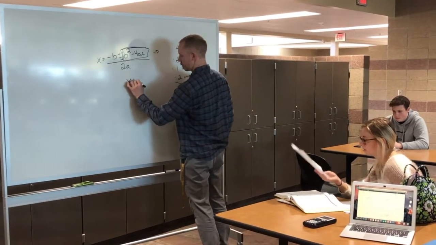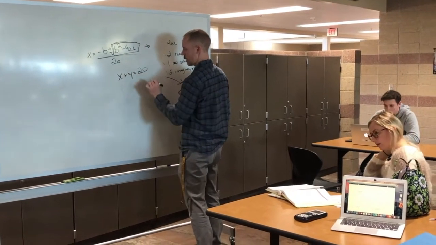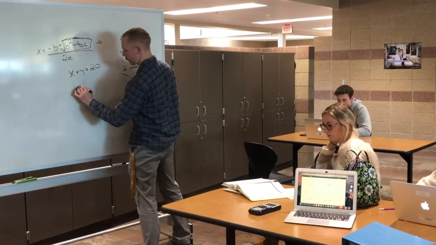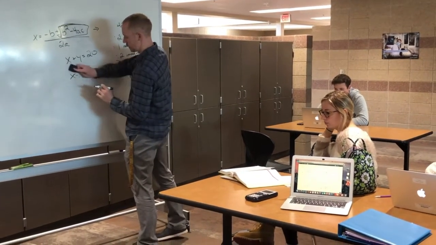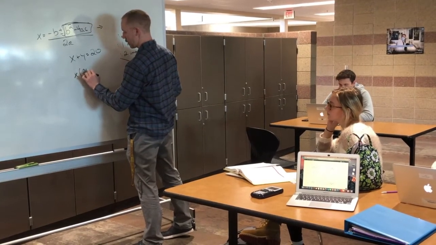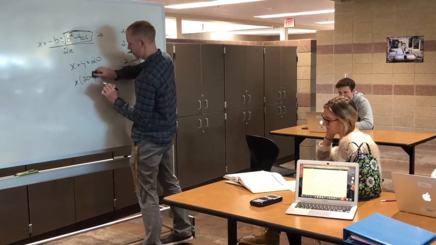So we have x plus y equals 20, which means the product is as large as possible, so we have x times y, so that's going to be x times 20 minus x.